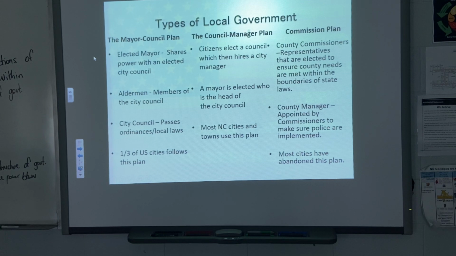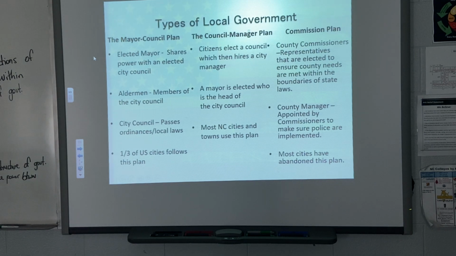New York City, big cities have this, where the mayor has more of that executive role, and the aldermen and city councils all work together. The mayor council plan and the council manager plan are both large scale for the most part, big cities. In the council manager plan, citizens elect a council, which then hires a city manager. The mayor is elected and is the head of the city council. Most North Carolina cities and towns use this plan. So if you're large scale, you're probably the mayor council plan or the council manager plan.